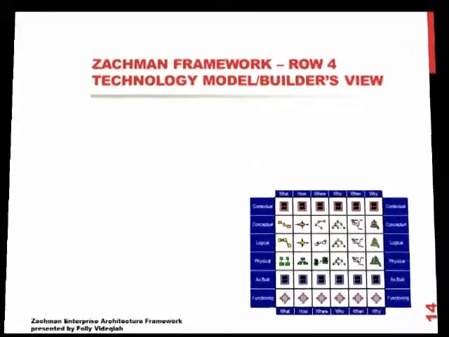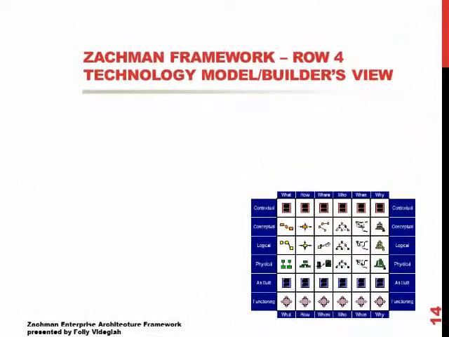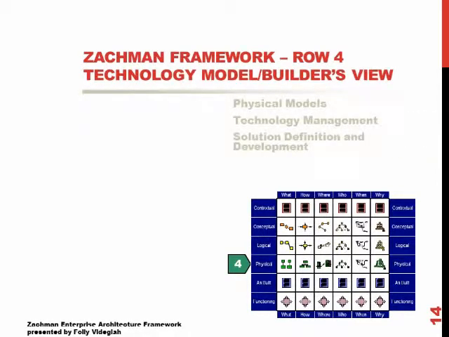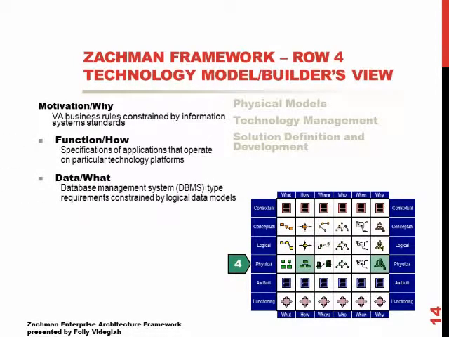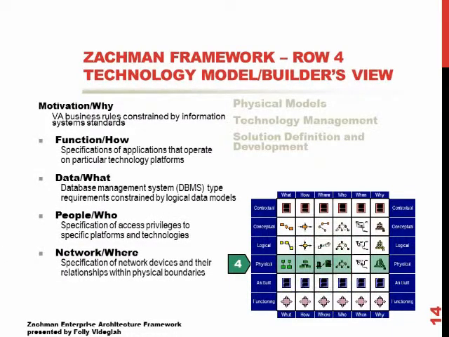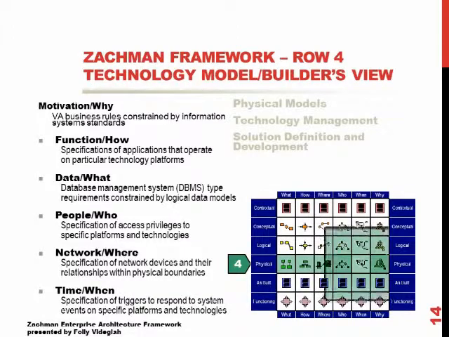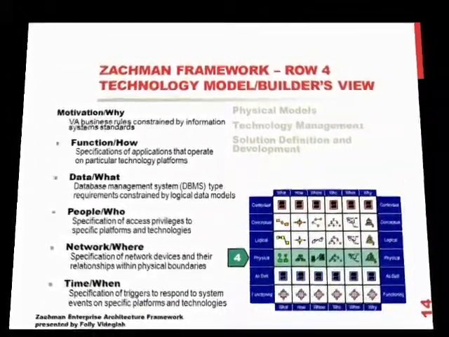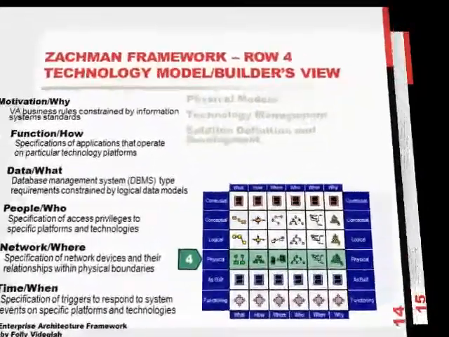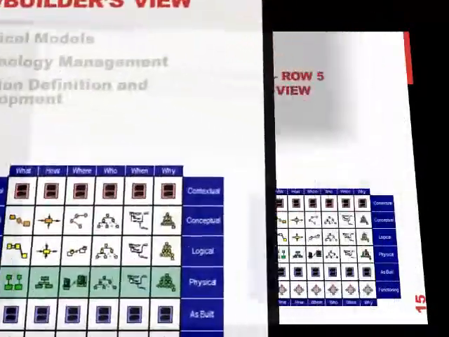Row 4, Technology Model, Builder View. What is that? It is the more physical, the technical management, the solution definition of the development, and the function specification that operates a technology platform, database management, the DBMS, the requirement constraints, the physical model, the network specifications, everything, the timing, the trigger, the record, all that.